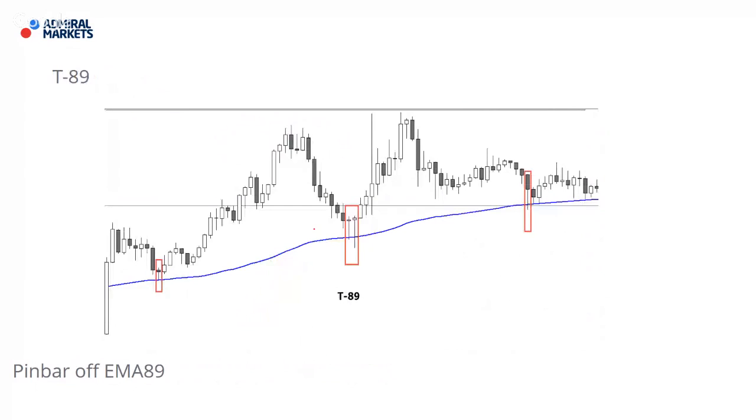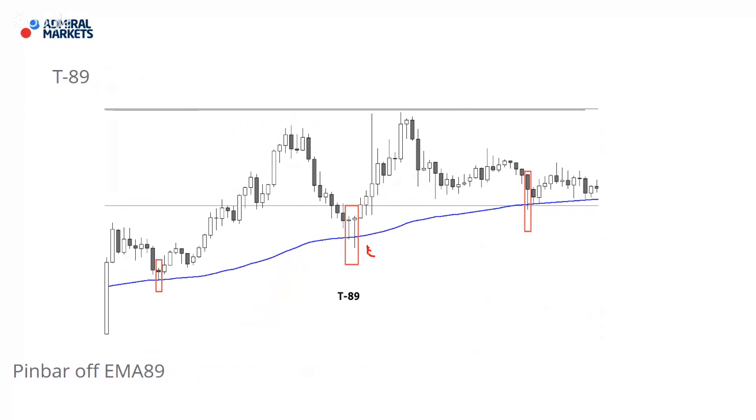T89 is my personally developed pattern, and it's actually EMA 89 with spike candle. Spike candles are usually pin candles that signify the now moment of buyers and sellers, depending on your entry. In this example, we can see that this is actually a buying T89 pattern.